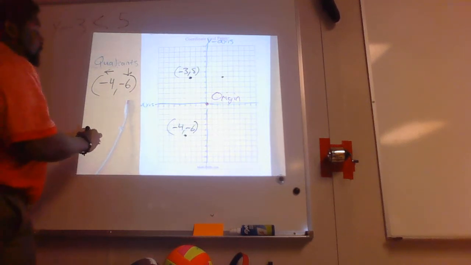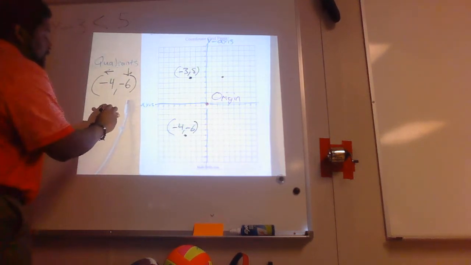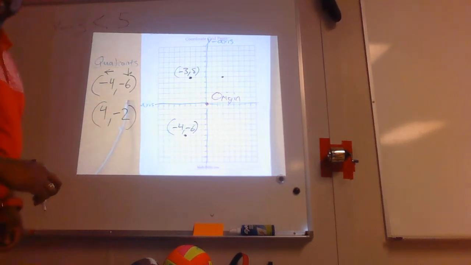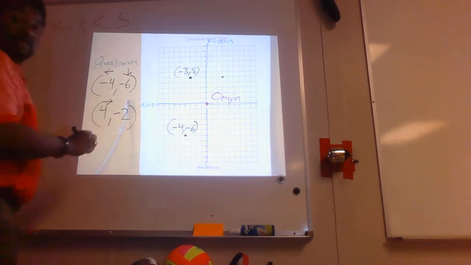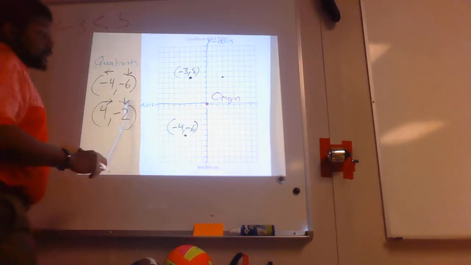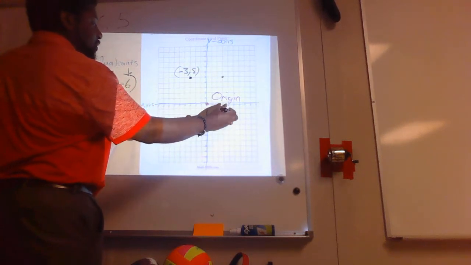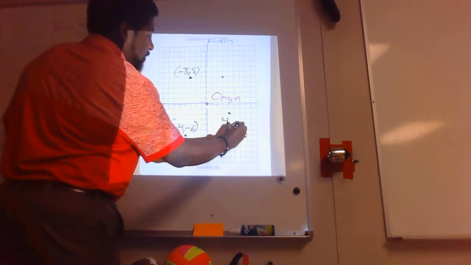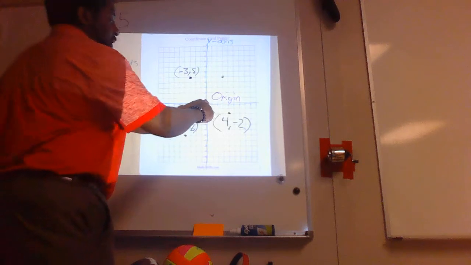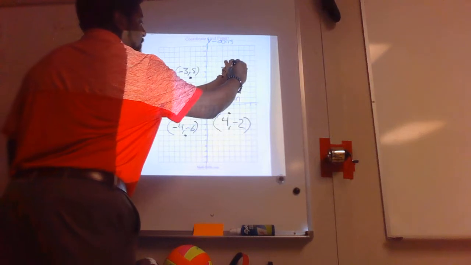And the last one I want to show you is, what if we had a positive first and then a negative, like 4, negative 2. A positive 4 means I need to go to the right. A negative 2 means I need to go down. So from my origin, I go to the right 4, 1, 2, 3, 4, and down 1, 2. 4, negative 2 is right here. And I'm sorry, I forgot to mark my first one. That was over 1, 2, 3, up 1, 2, 3, 4, 5, 3, 5.